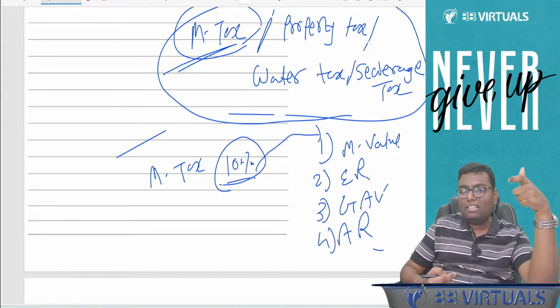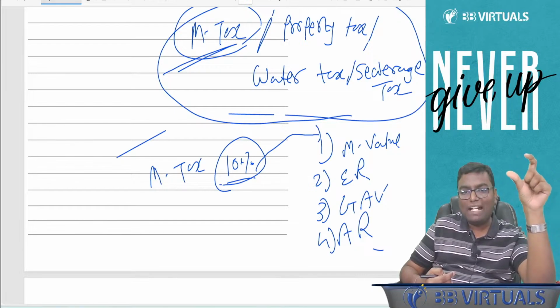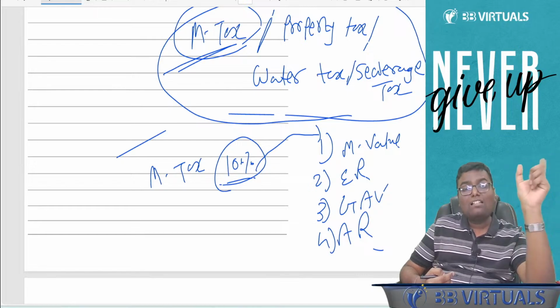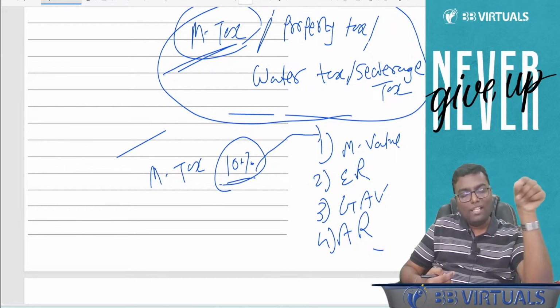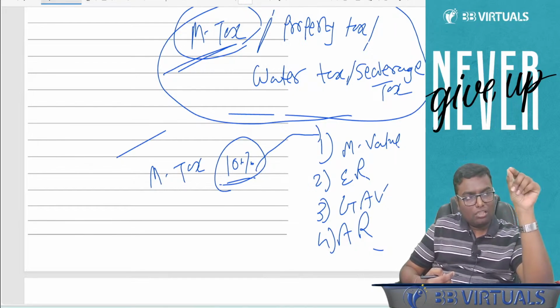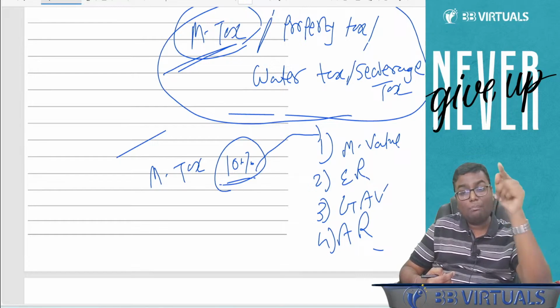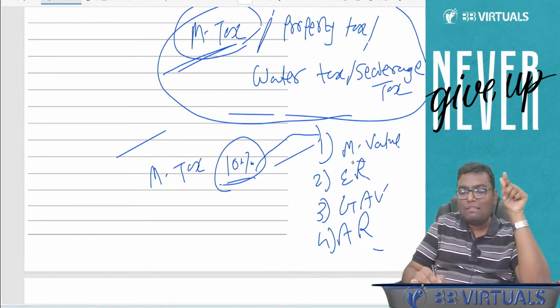Yesterday when I explained the term municipal value, I said that the state government determines a notional rent value of each and every kind of property in every area so that the state government can charge municipal tax on that. So if any percentage is given in your particular question, that percentage you will apply on which value? Municipal value.